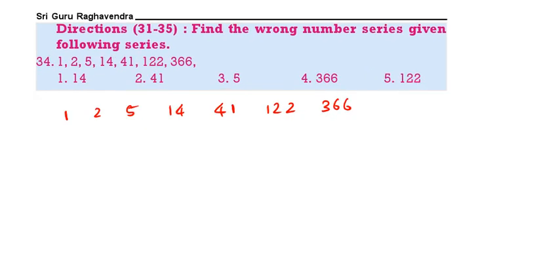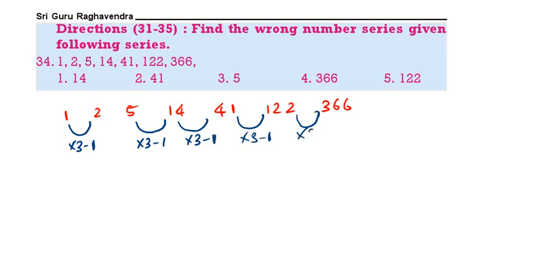See the next one. 1, 2, 5, 14, 41, 122, then 366. Now how is the number series going? See here, this one into 3 minus 1. This is also into 3 minus 1. Then here also into 3 minus 1. This is into 3 minus 1. It should be equal to 365, not 366.